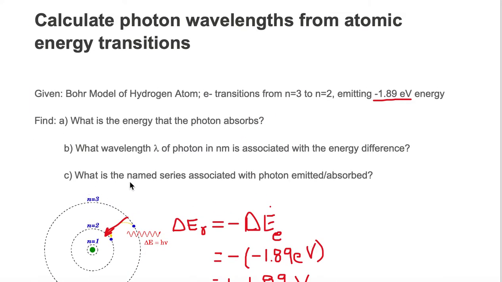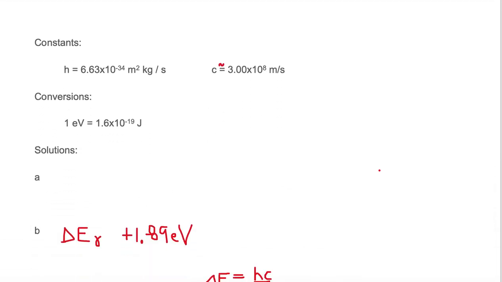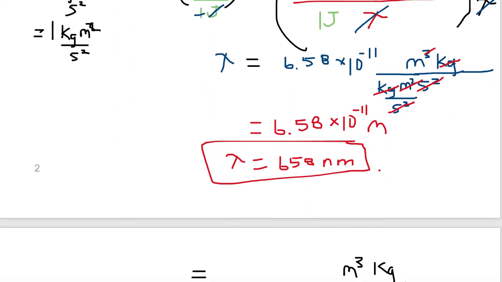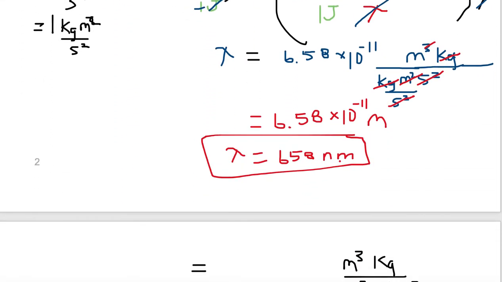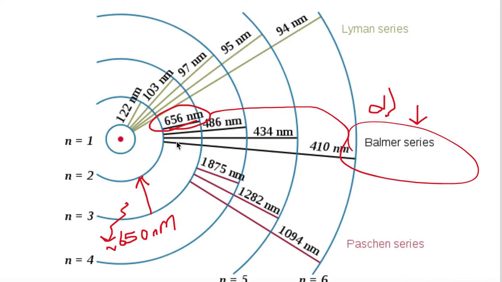So the C question is, what is the name of the series associated with the photon that is being emitted? In this case, we know that the photon's being emitted. So we have an answer of 658 nanometers. We're going from 3 to 2. We can take a look at the transitions, and we can see there's our 656 nanometers that we had calculated from an electron going from n equal to 3 to 2, and that's associated with our Balmer series.